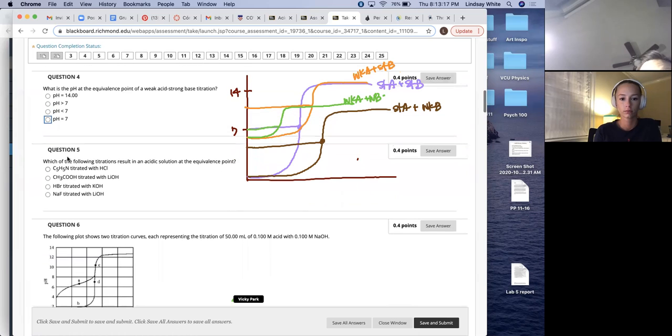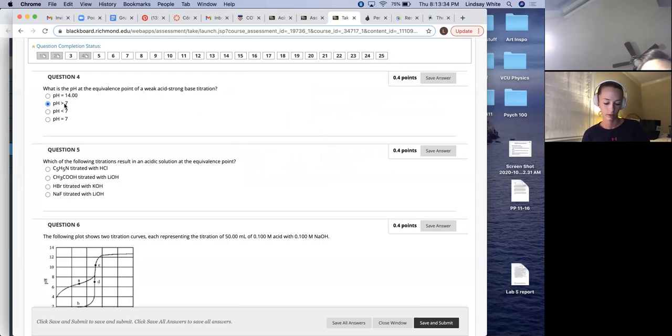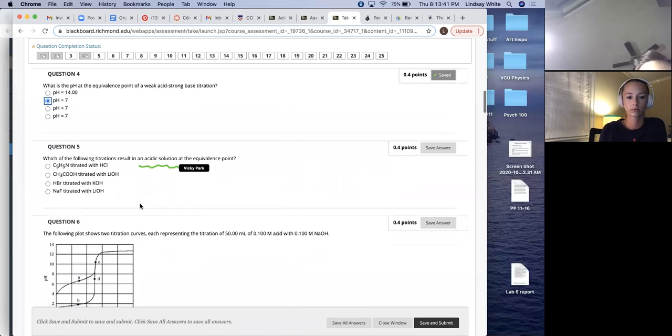So if you have a weak acid and a strong base, your solution, it'll be less than... it'll be basic. Oh, it'll be basic. So pH greater than 7. Yes. Okay. And which one of these will be acidic solution? If you want acidic, you want strong acid and weak base.